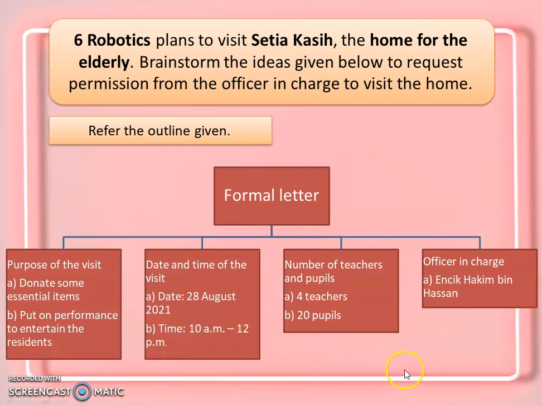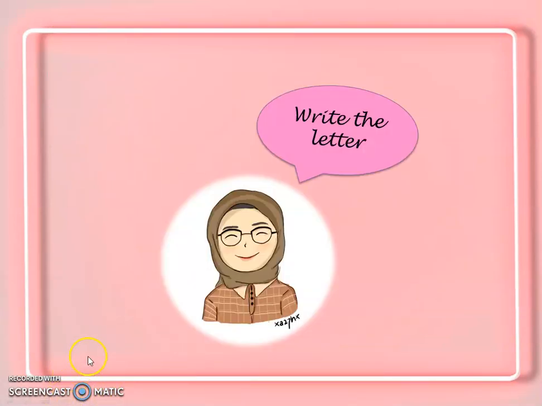Okay, number of teachers and pupils. Example, 4 teachers and 20 pupils. So you have to mention the numbers. Okay, how many teachers and how many pupils. Okay, lastly, the officer in charge, Encik Hakim bin Hassan. So basically, Encik Hakim is the receiver of your letter. Okay, keep that in mind. Encik Hakim is the receiver. So your task today is to write the letter in full format of formal letter.